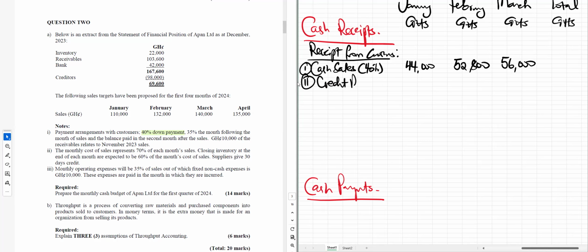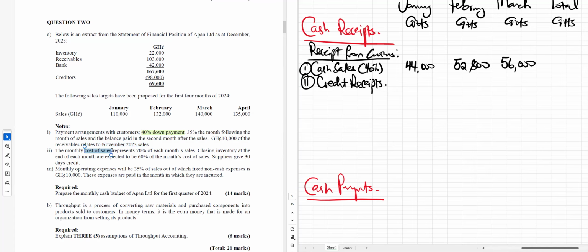Now there can be a receipt from credit sales, credit receipts. That one will be the 60% left. They will show you how it will be done. They said 35% of this in the month following the sale, and the balance paid in the second month after the sales. And 10,000 of the receivables relates to November 2023 sales. They've given us those ones, we don't need it yet. Let's pick easy marks first.